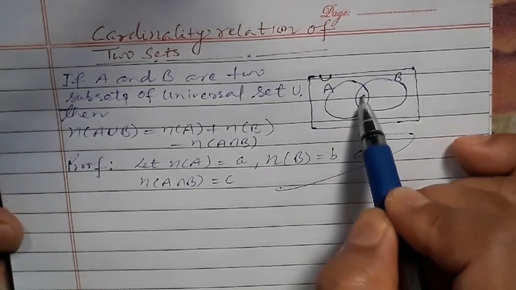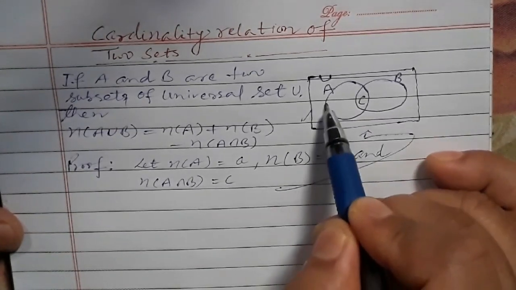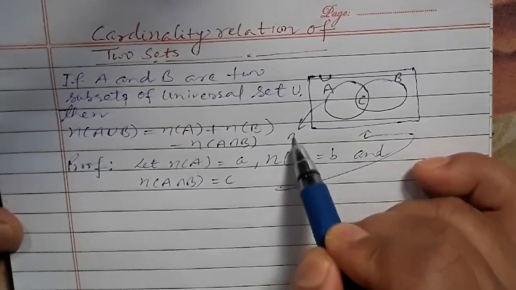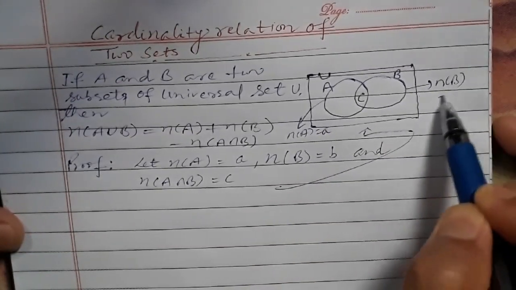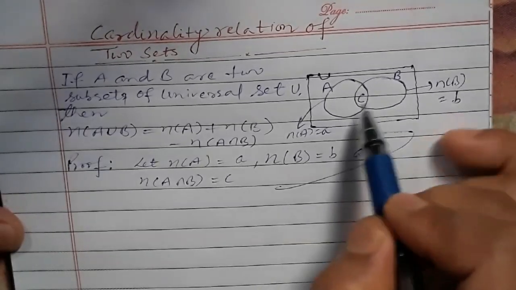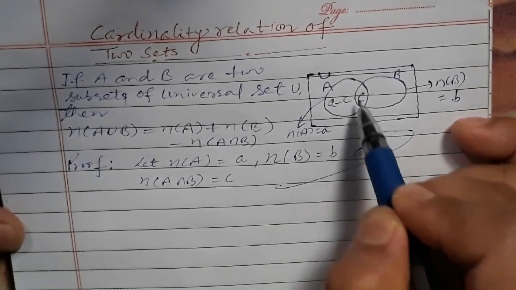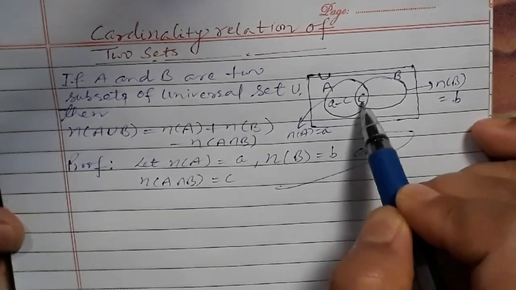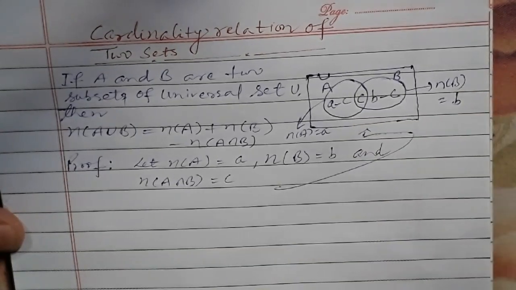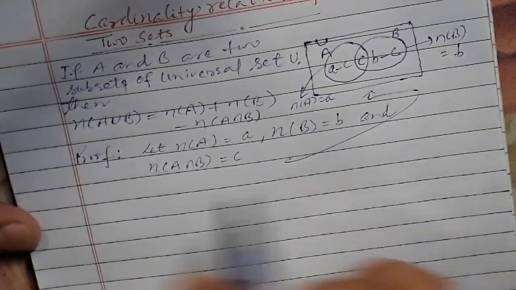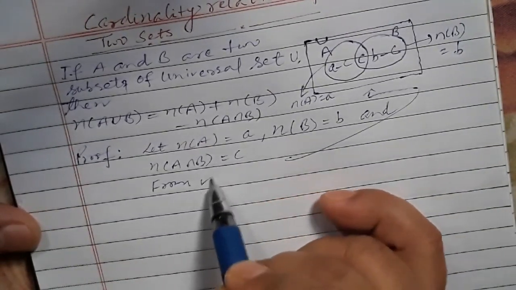Firstly we write down c in the intersection. As we know, n of A is equal to a and n of B is equal to b. The total is a, and c is already there, so the remaining part is a minus c. The total is b, c is already occupied, so the remaining part is b minus c. So from the Venn diagram, we can write these values.